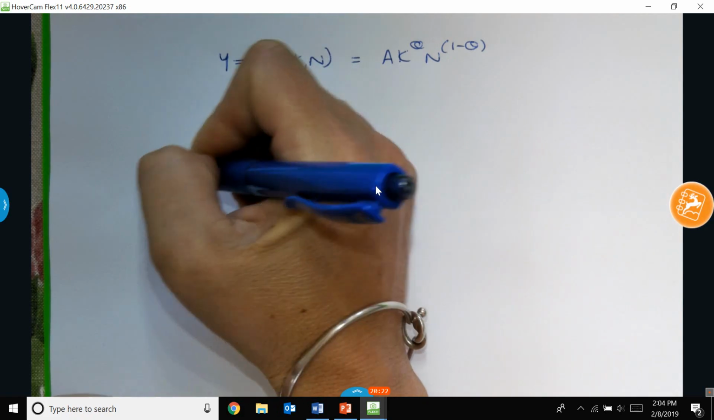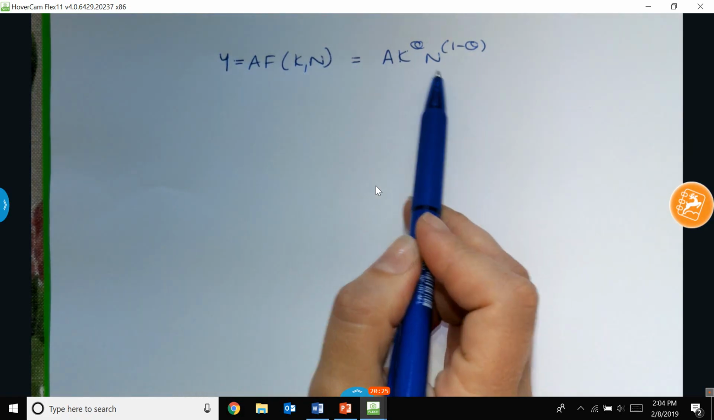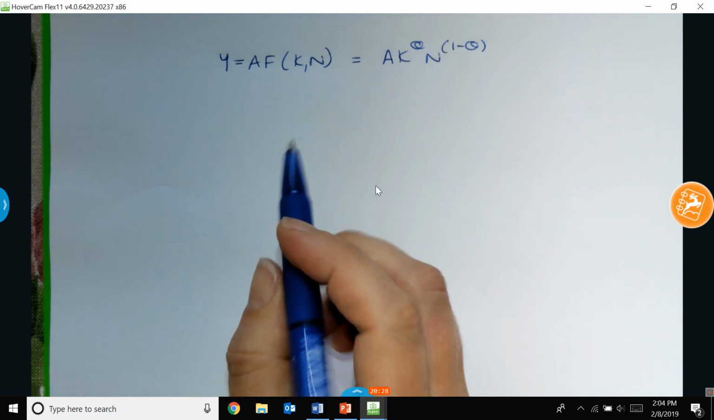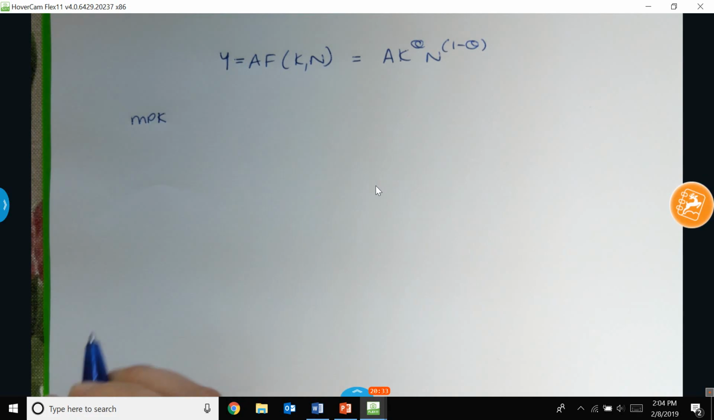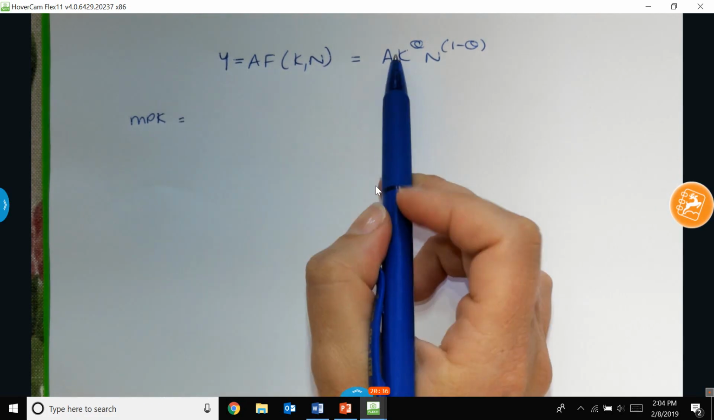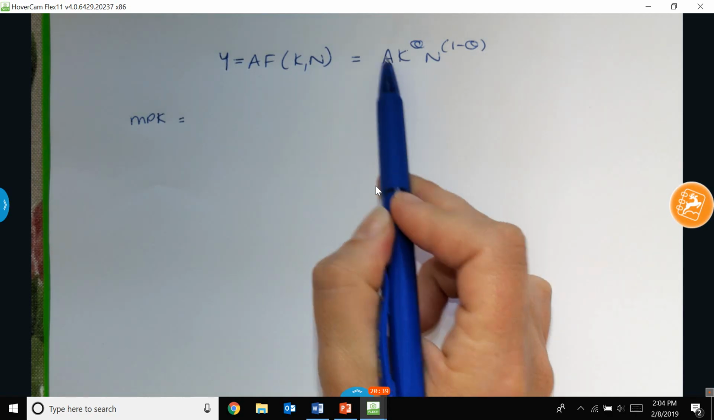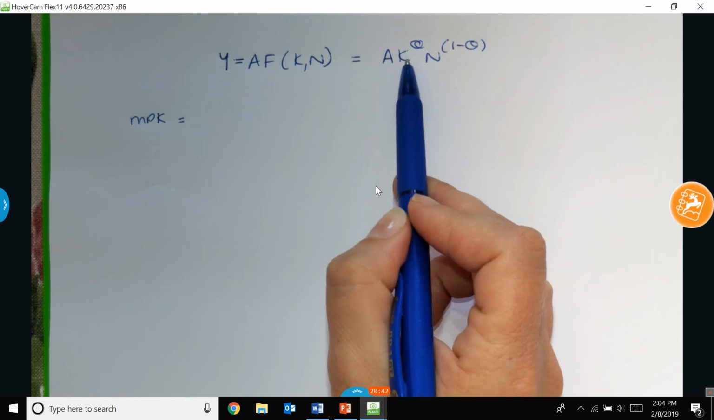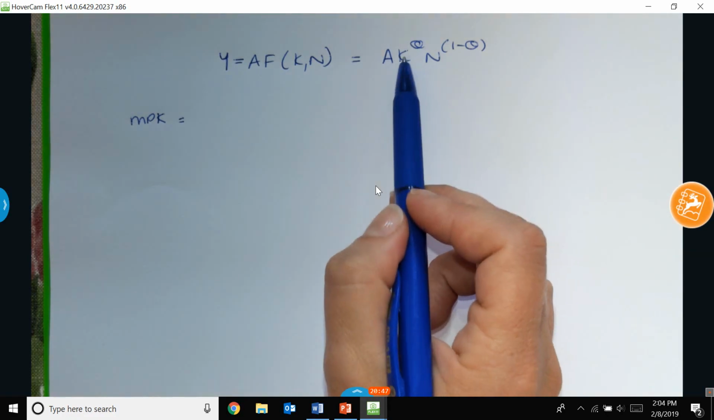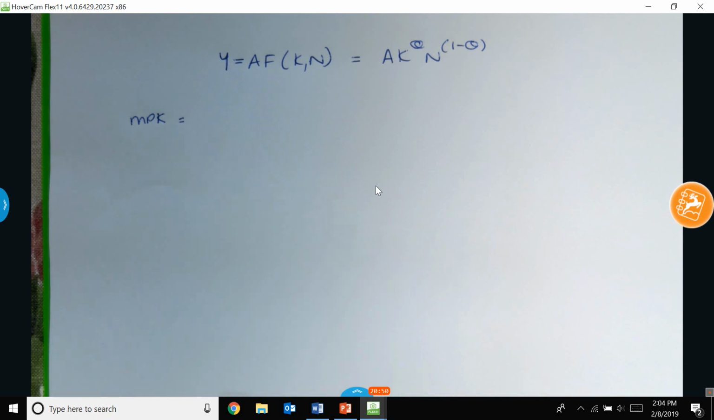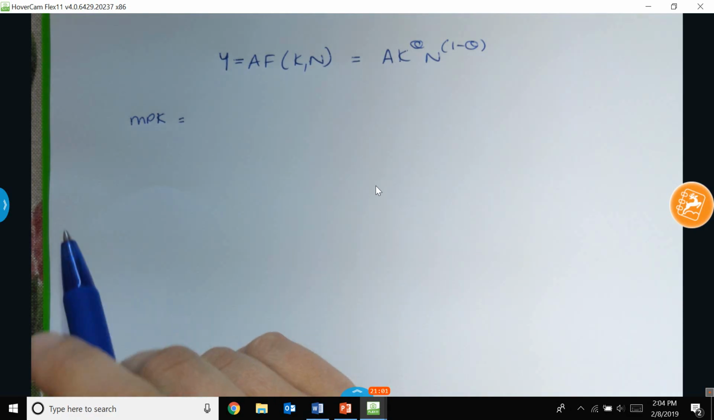Okay, so that's our general form production function. On the right-hand side, you have the Cobb-Douglas production function. The marginal product of capital is then going to be equal to the partial derivative of the Cobb-Douglas function with respect to capital stock, because what we're interested in is the amount by which a change in capital stock will change output. If you recall your calculus from first year, taking partial derivatives is what allows you to work out these partial changes.